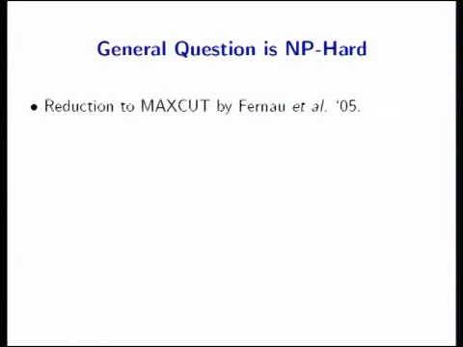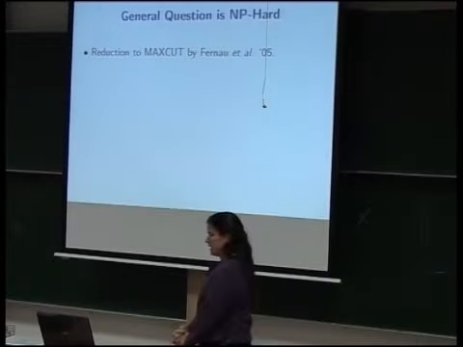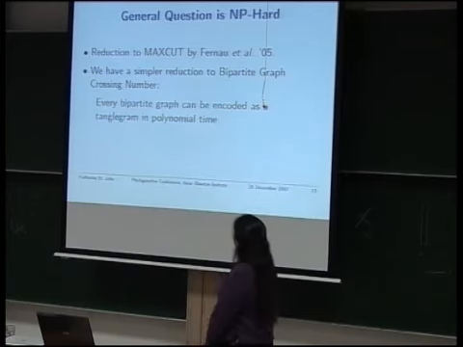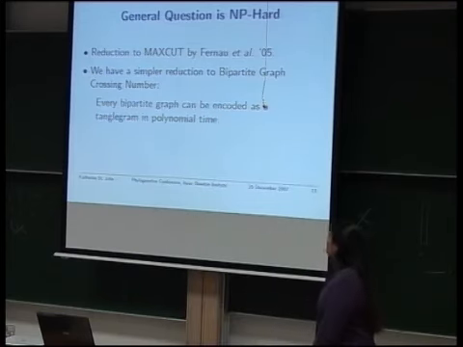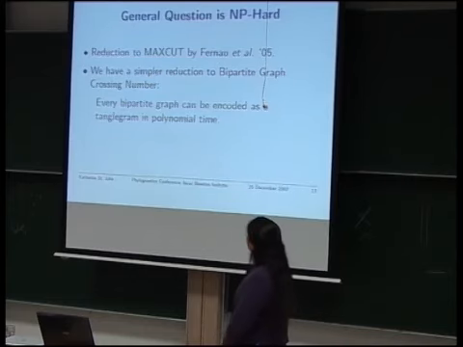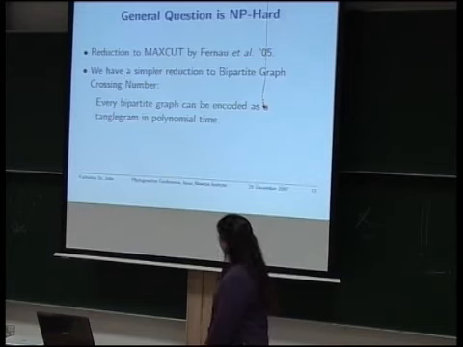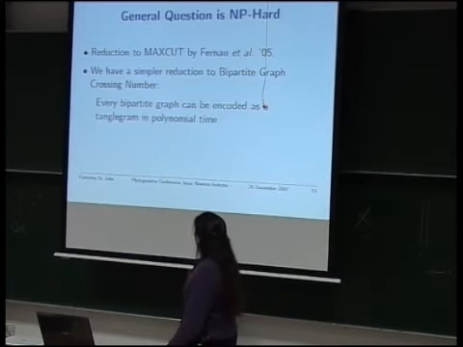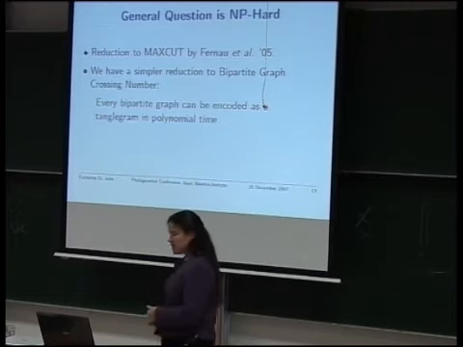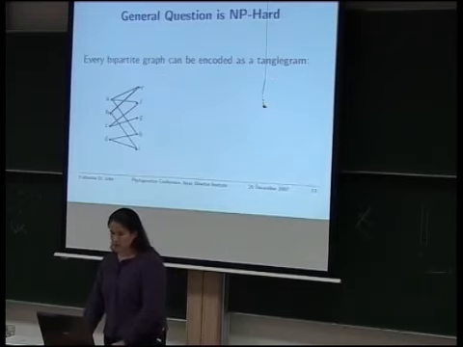So how do you show this is NP hard? Well, the way Fernau et al. did it was max cut. It goes on for pages. Let me give another way to do it, which is probably a little more intuitive. If you take these tanglegrams, let's actually reduce it to the bipartite graph crossing number, which I've left off, but it's due to Garey and Johnson. And what we do is we show that every bipartite graph can be encoded as a tanglegram in polynomial time. So what do I mean by that?